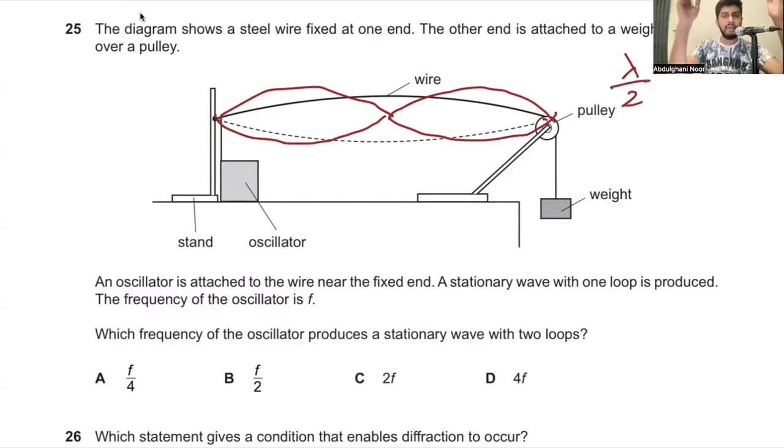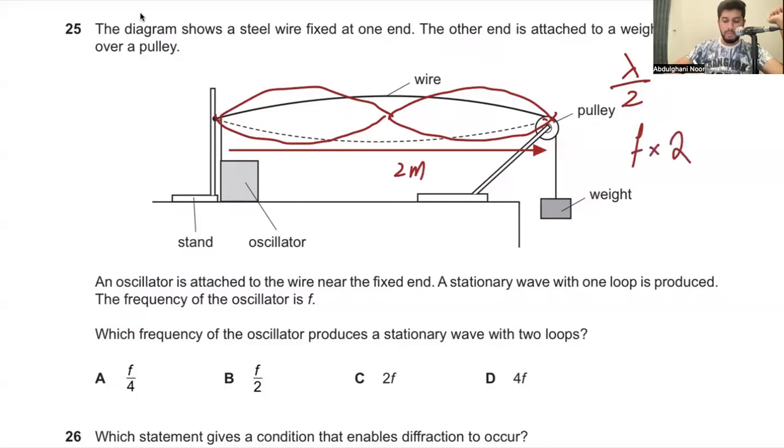Right? Let's say this length is 2 meters. Within this 2 meters, half a wavelength was fitting. Now within this 2 meters, 1 wavelength is fitting. So your wavelength has become half. When the wavelength becomes half, your frequency will double. Why? Because f equals v upon lambda. The speed is constant. f is inversely proportional to lambda. So the answer hence is 2f.